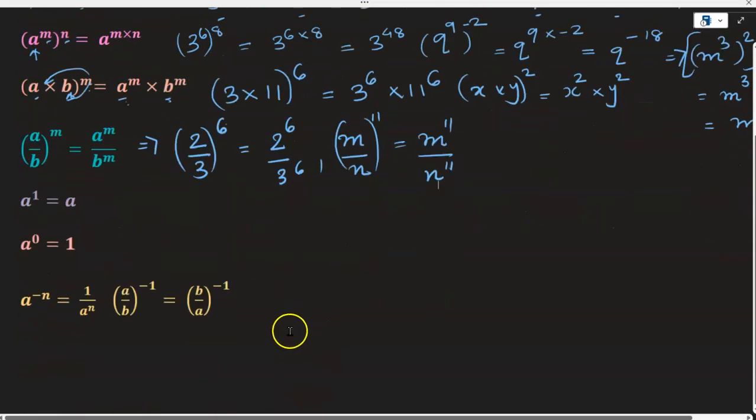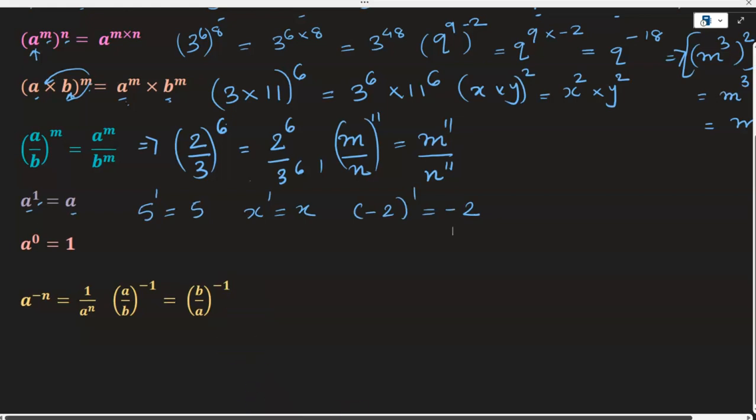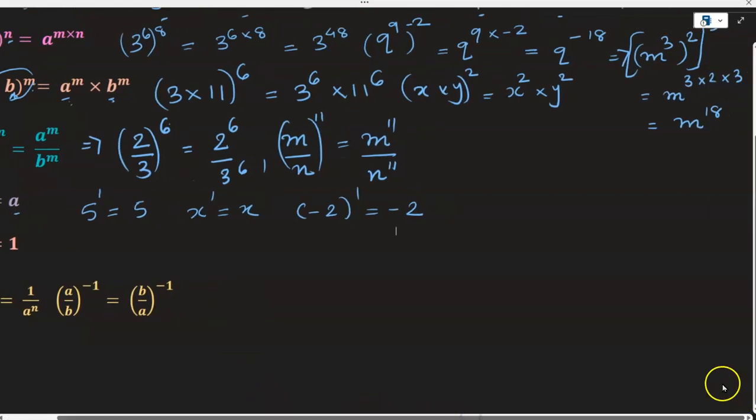Okay, the next law is a to the power 1 is equal to a. This is a very standard law in which we have any number with power 1, so we can say that it is equal to a. For example, 5 raised to power 1 is 5. If it is x raised to power 1, it is x. If you have minus 2 to the power 1, it is minus 2. How can we say that any number to the power 1 is equal to itself? Let us take an example and understand how we can prove that.